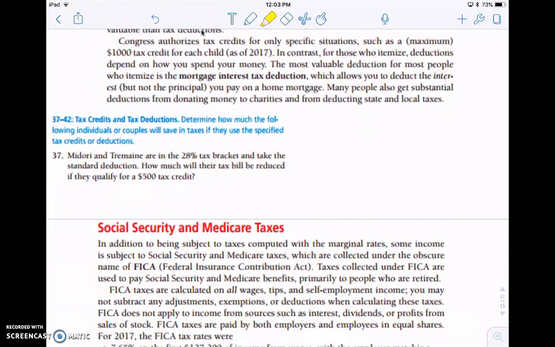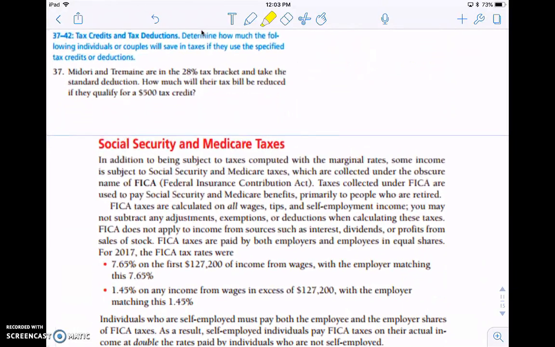So if we look at this example number 37 here, Midori and Tremaine are in the 28% tax bracket and take the standard deduction. How much will their tax bill be reduced if they qualify for a $500 tax credit? Again, it's a tax credit. It's not a deduction. So since it's a tax credit, they would be given the full $500 reduction there. If it was a deduction, then it would be less than that.